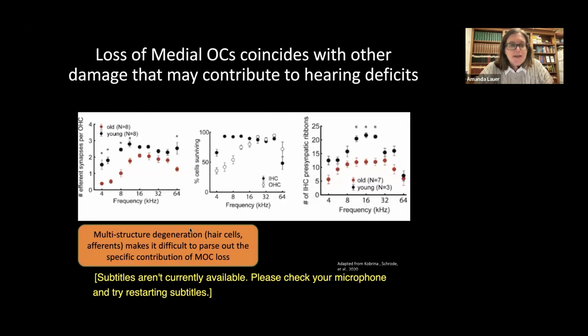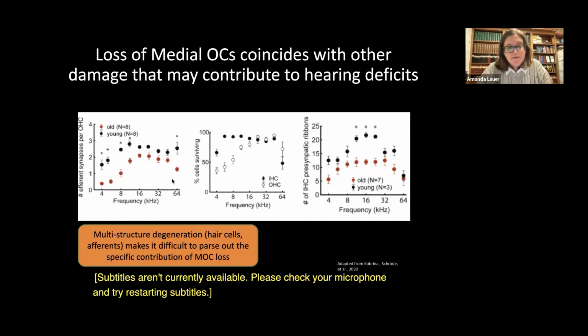And this coincides with this loss of medial olivocochlear neurons. However, the situation is a little bit complicated because the only thing happening is not just the loss of the medial efferent neurons. We're also, of course, losing hair cells, and we're losing auditory nerve ribbon synapses in these aging animals.